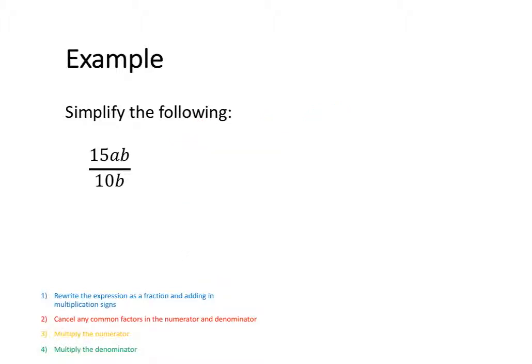In the next example, I want to simplify 15ab divided by 10b. So my first step is going to rewrite the expression and add in my missing multiplication signs. So that's going to equal 15 times a times b divided by 10 times b.